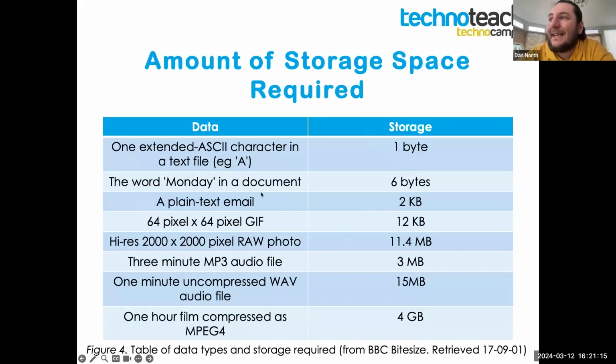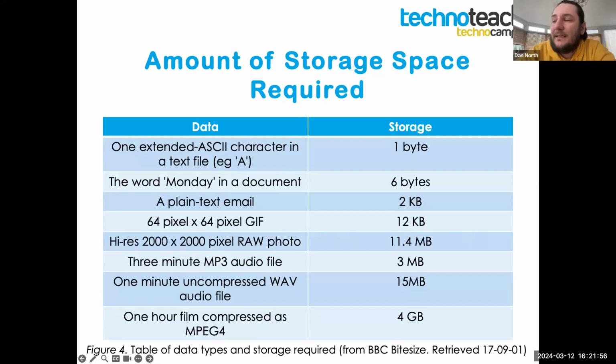A plain text email measures around 2 kilobytes. A 64 by 64 pixel GIF, so a nice small bad quality GIF that we're all used to seeing get texted to us and things, is 12 kilobytes. A nice high res 2000 by 2000 pixel photo, the sort of thing that your camera might output, is 11.4 megabytes, so 12 megabytes essentially, where that's 1,000 times bigger than the 64 by 64 GIF.